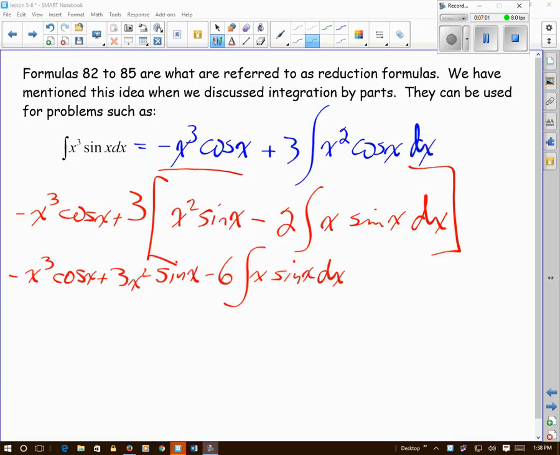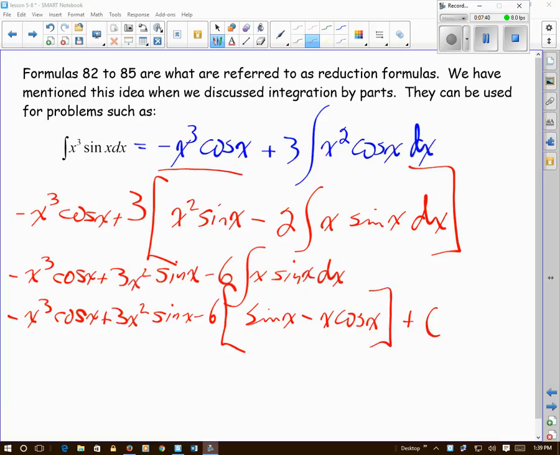Now it's formula 82, the integral that's left. Okay, so we have negative x cubed cosine x plus 3x squared sine x minus 6 times... Okay, so this time formula 82 tells us that we have just x cosine x. And of course we would go ahead and distribute the 6 there to finish it up.